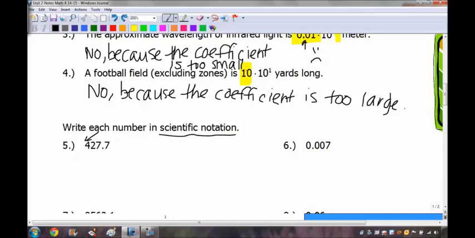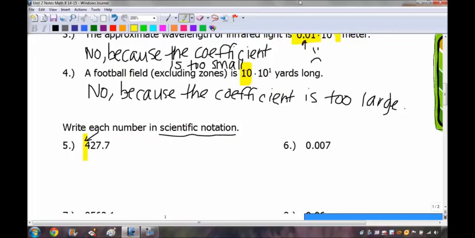All right, we're going to skip back to question number 5, which is on the front of your paper. This time we are going to take the numbers that we have and put them in scientific notation. The first thing you need to look at is what the leading number is in your number. So the leading number here is 4. This is the hundreds place, right?